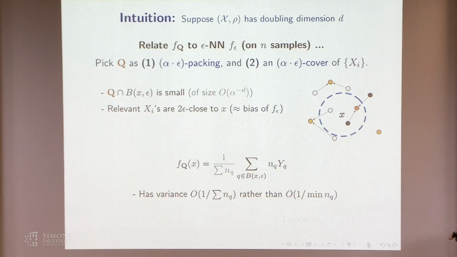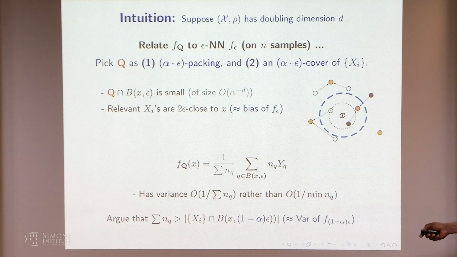So the intuition is actually simple. You argue that sum NQ must be at least larger than the number of points that fall in a smaller ball. Why? Because for all the original data points that were in this ball, their quantizer must have been in this bigger ball. So therefore, at the very least, sum NQ is greater than this. And what that also means is that the variance of FQ cannot be much worse than the variance of the epsilon and n that would have been defined on this smaller ball. I hope that makes sense.